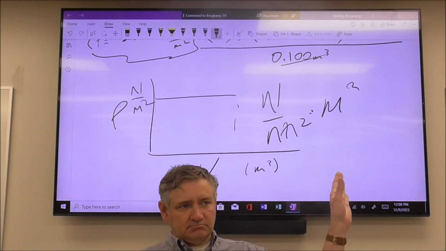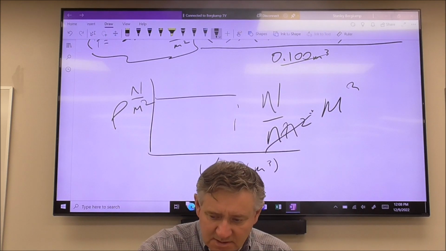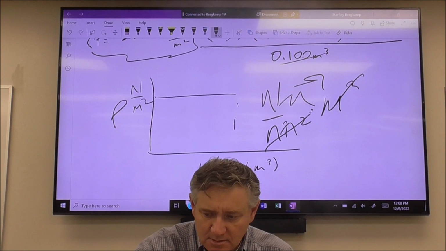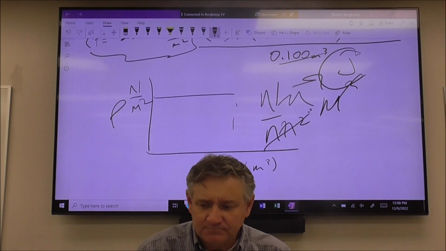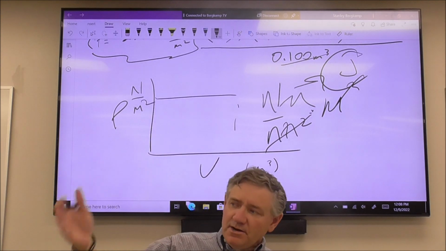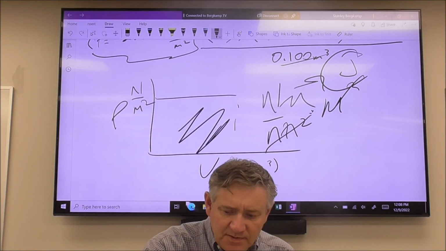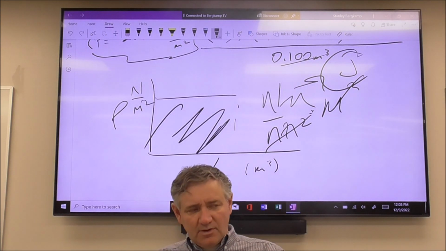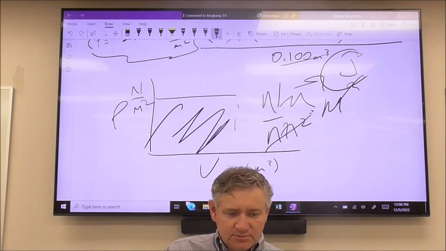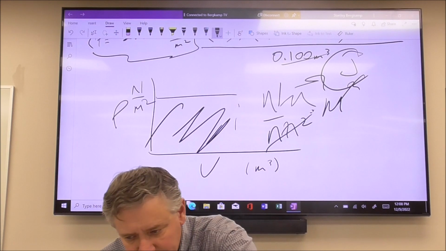These cancel out. You get newton meters, otherwise known as joules, right? So here's the first thing that you have to understand. The area underneath any line on a pressure volume graph is going to represent work, because the units work out to be joules. So here's the simple idea.